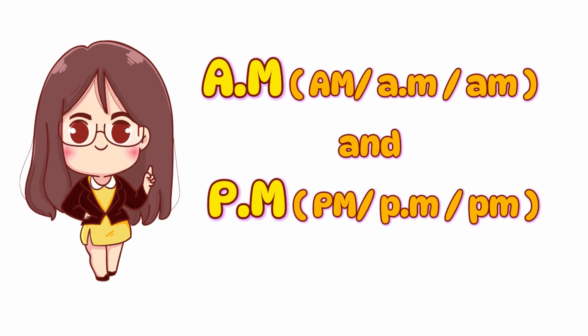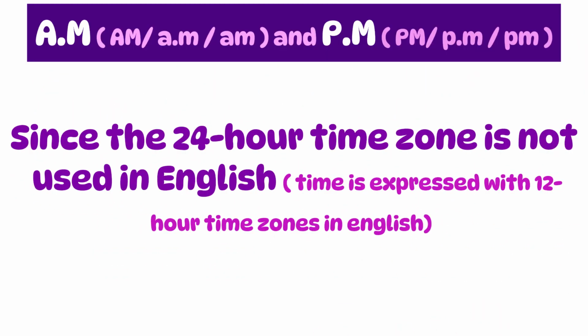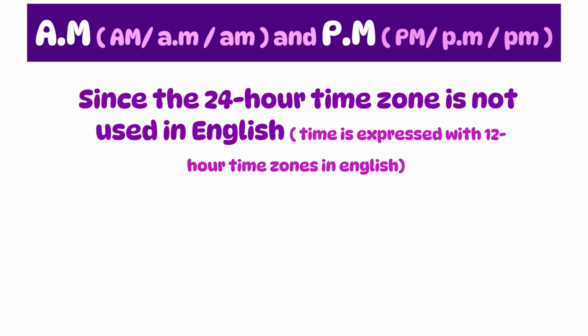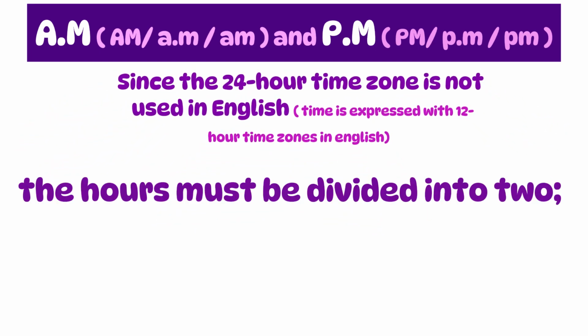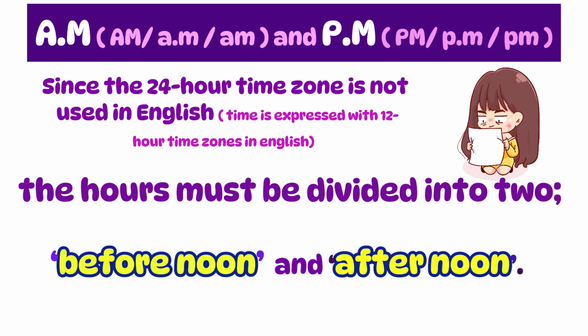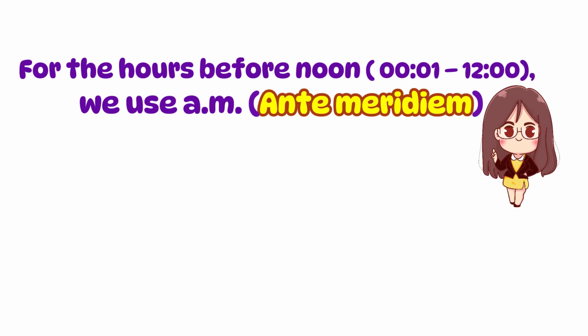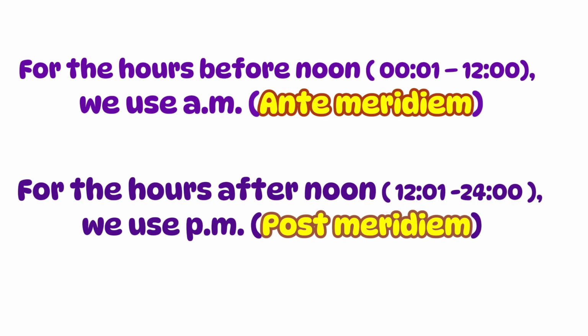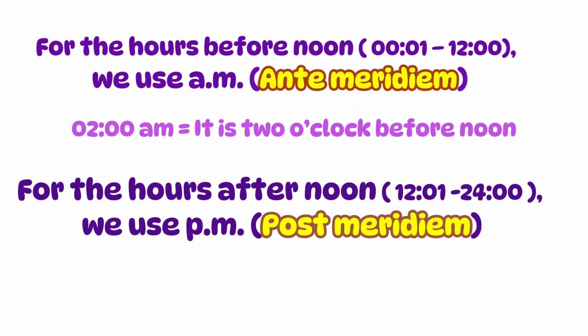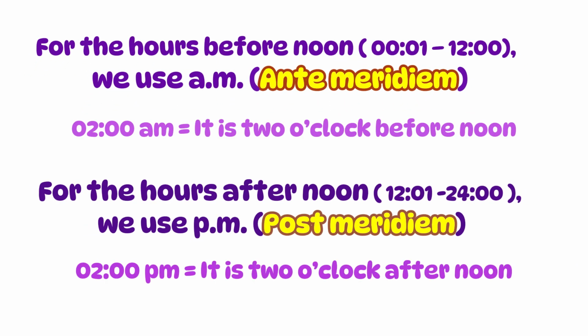AM and PM. Since the 24-hour time system is not used in English, the hours must be divided into two: before noon and afternoon. For the hours before noon, we use AM, ante meridiem. For the hours after noon, we use PM, post meridiem. Examples. It is 2 o'clock before noon. It is 2 o'clock after noon.